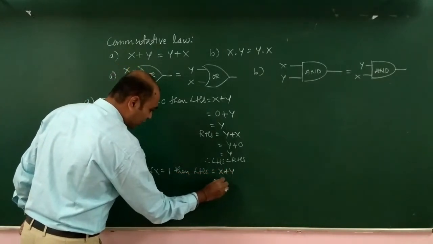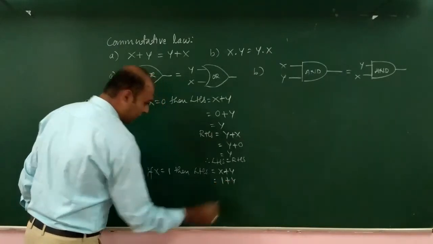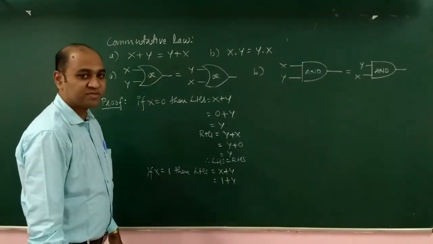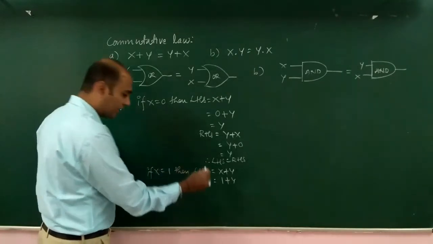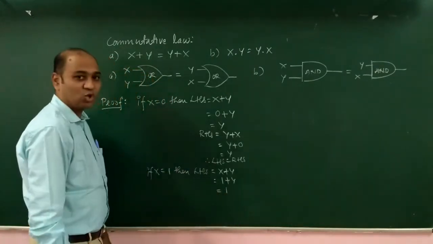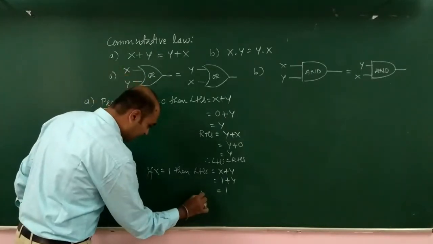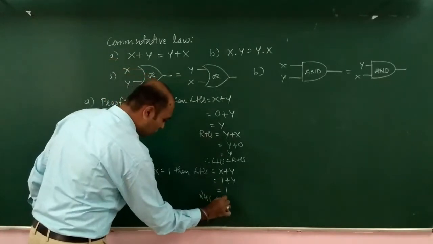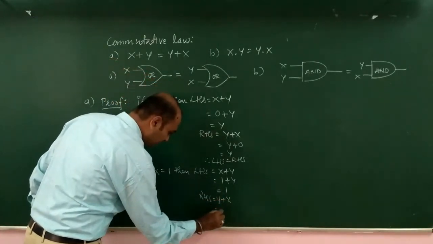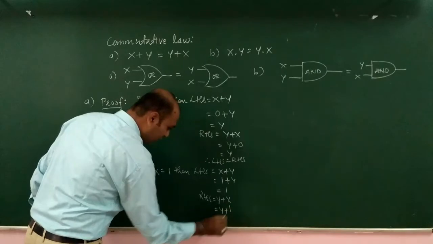So here the value of x is what? 1 plus y. As per the properties of zeros and ones, 1 plus y, 1 or y was giving what? It is 1. Correct? Next we will write RHS. So that is the right hand side. So that is y or x. Here y value as it is, x value is 1.